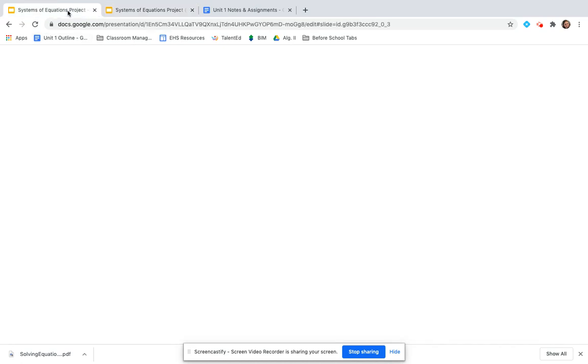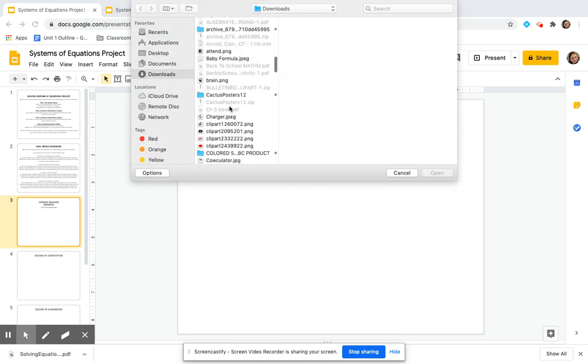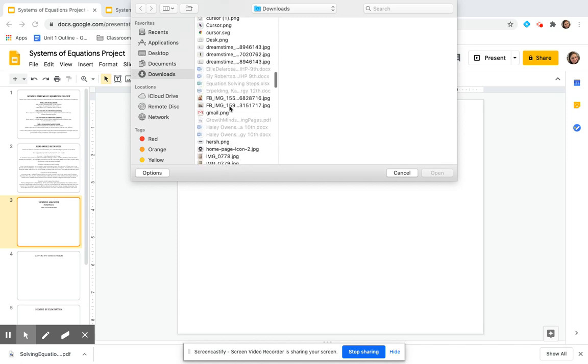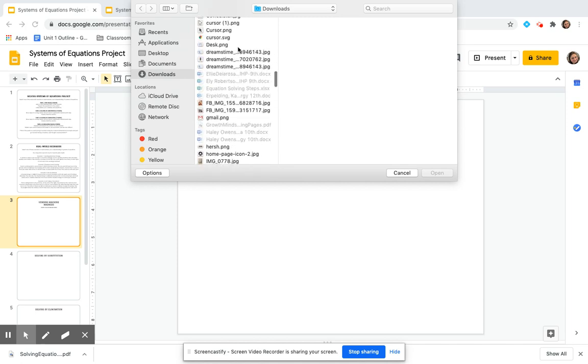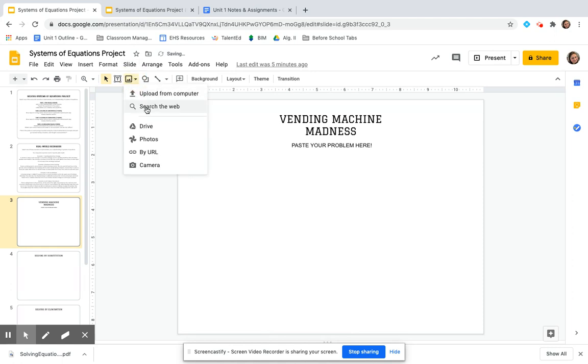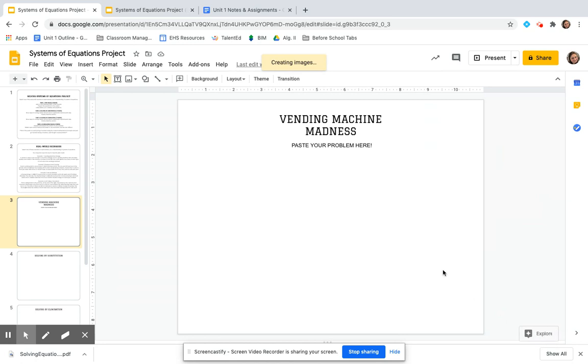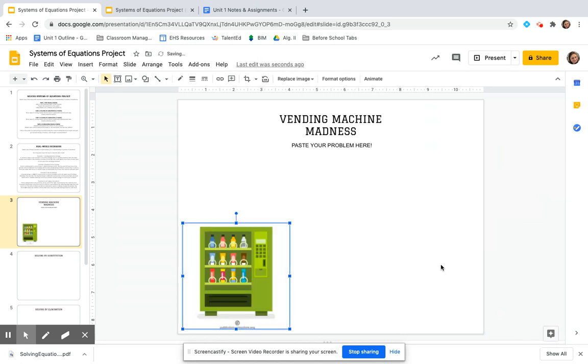Here's how you can insert images. You can insert an image, either upload it from your computer. Okay, like for instance, I'm just going to use this one. I could insert that. Okay. Or you can search the web. For instance, on this one, I searched vending machine clip art free, and I click on it, pulls up internet pictures, and I can insert it straight from here instead of opening a new tab, downloading an image from the internet, and then putting it on.